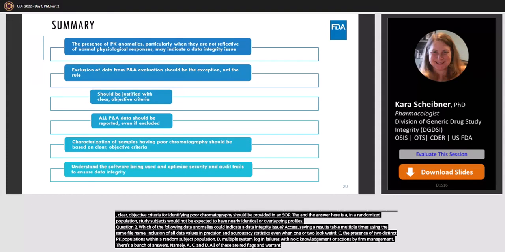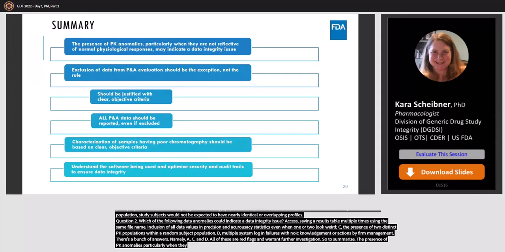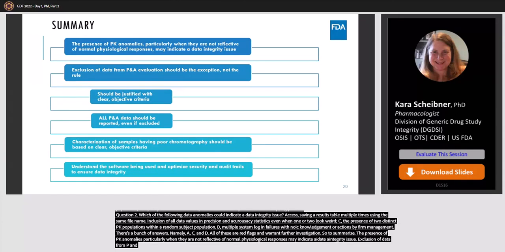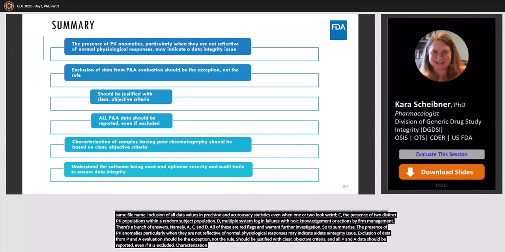So to summarize, the presence of PK anomalies, particularly when they are not reflective of normal physiological responses, may indicate a data integrity issue. Exclusion of data from P&A evaluations should be the exception, not the rule, should be justified with clear objective criteria, and all P&A data should be reported even if it is excluded. Characterization of samples having poor chromatography should be based on clear objective criteria. And finally, understand the software you're using and optimize the security and audit trail functions to ensure data integrity.